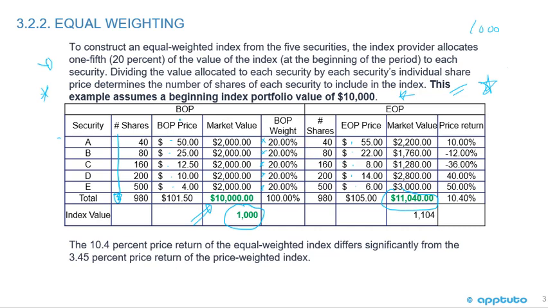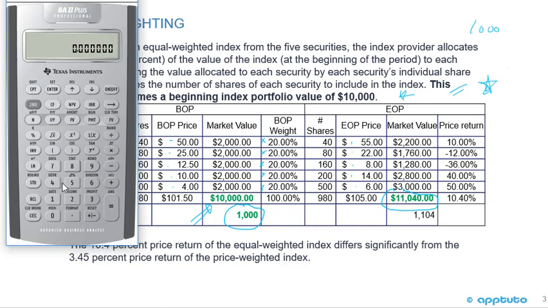So it's the same data. Beginning prices for securities A, B, C, D, and E haven't changed: 50, 25, 12.50, 10, and 4. We calculated the number of shares, $2,000 each divided by the beginning price. Now we know the ending prices haven't changed: 55, 22, 8, 14, and 6. So the number of shares times the end of period price, we get our market value.